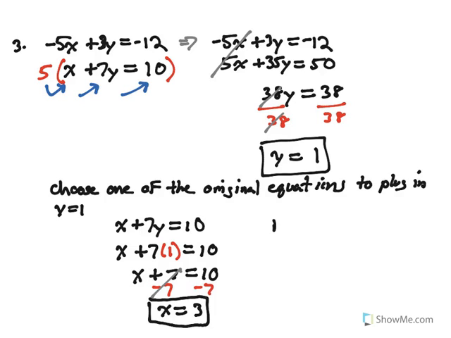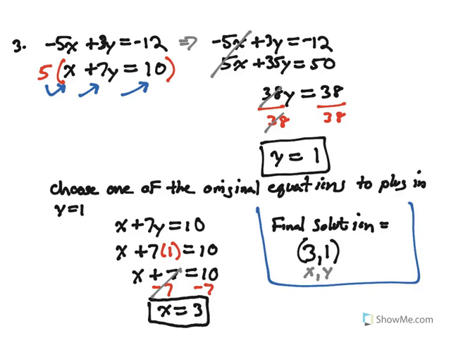So my final solution is going to equal (3, 1). Because if I write it in coordinate form, that's my x. We said x is 3, and then we said y is 1. Okay? So this would be my final solution right there.